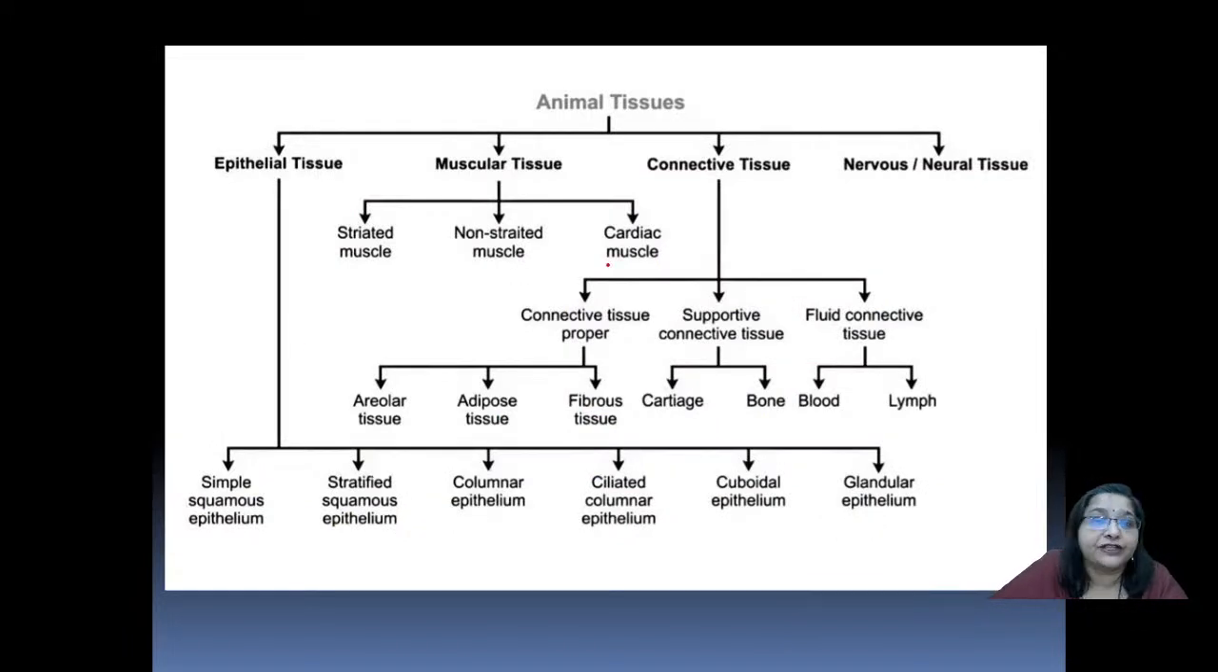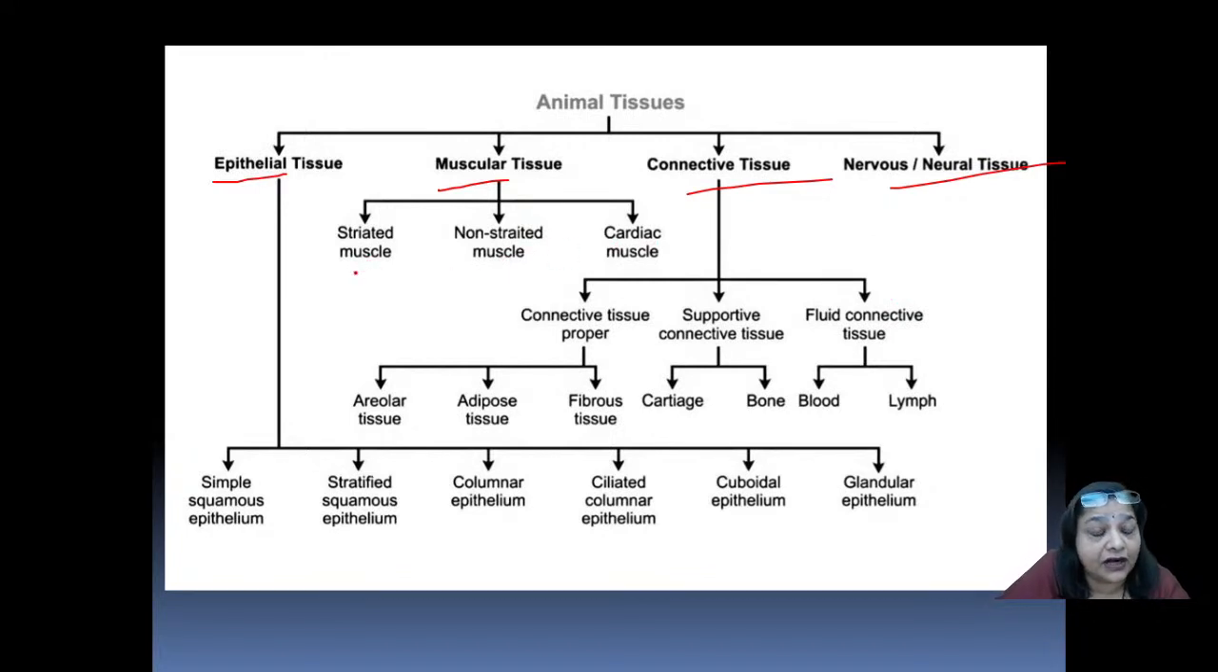So altogether we saw various types of animal tissues. Animal tissues are classified into 4 types. They are the epithelial tissue, the muscular tissue, the connective tissue, and the nervous or the neural tissue. Epithelial tissue: simple squamous epithelium, stratified squamous epithelium, columnar epithelium, ciliated columnar epithelium, the cuboidal epithelium, and the glandular epithelium we saw, right? Whereas the muscular tissues are of 3 types: striated muscles, non-striated muscles, cardiac muscles.